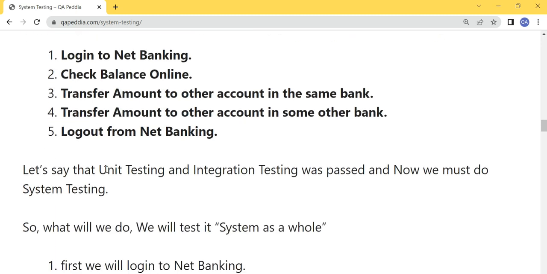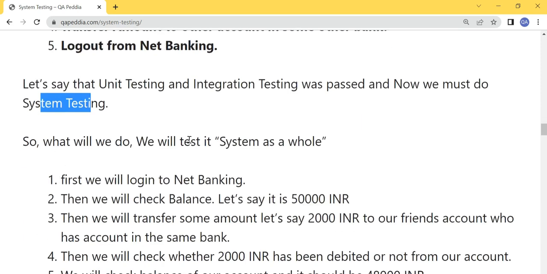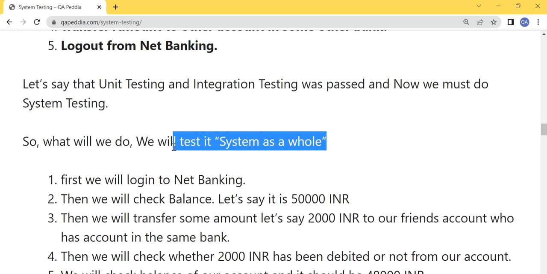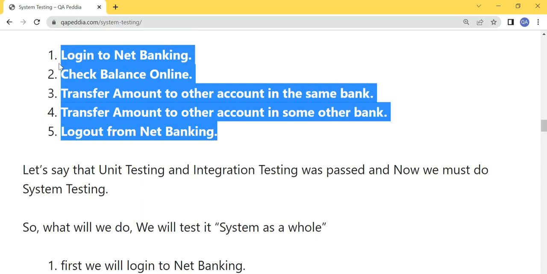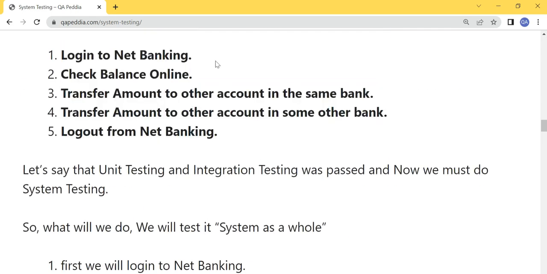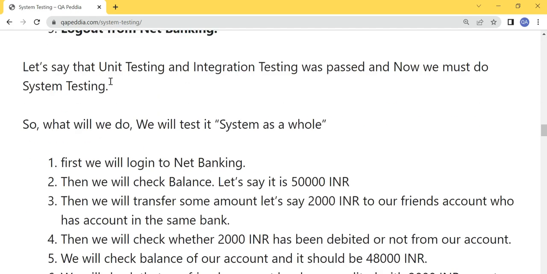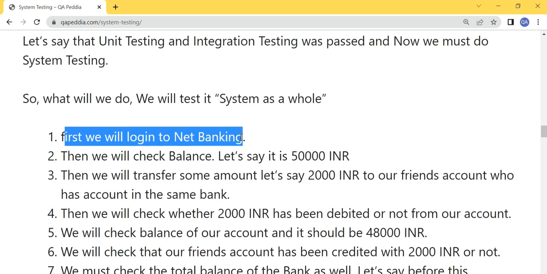Now let's say that the unit testing and integration testing was passed, and now we have to do system testing. So what will we do? We will test this as a system as a whole. So we are going to do system testing. We are going to check all these modules. The first thing first, we are going to log in to net banking. So first we will log into net banking.